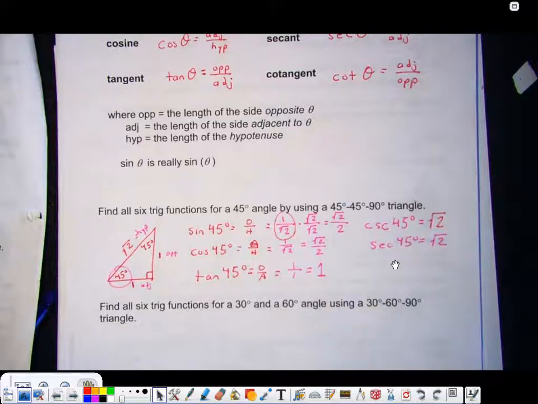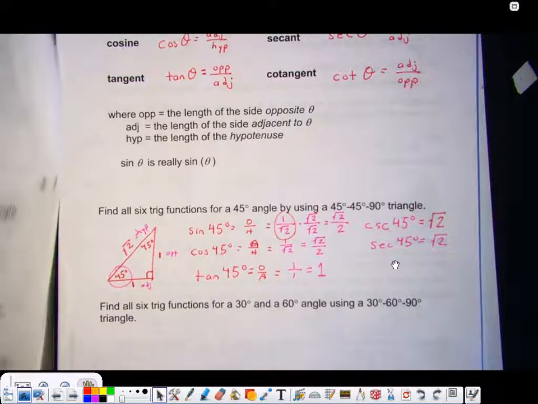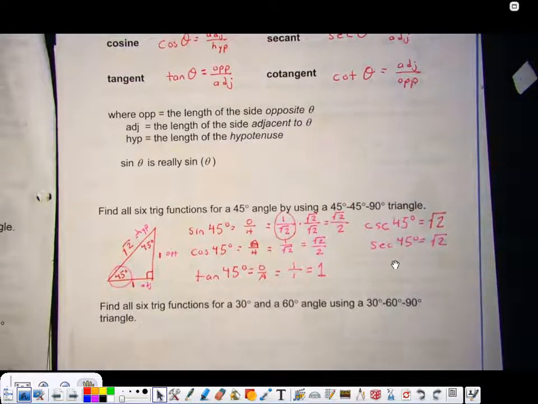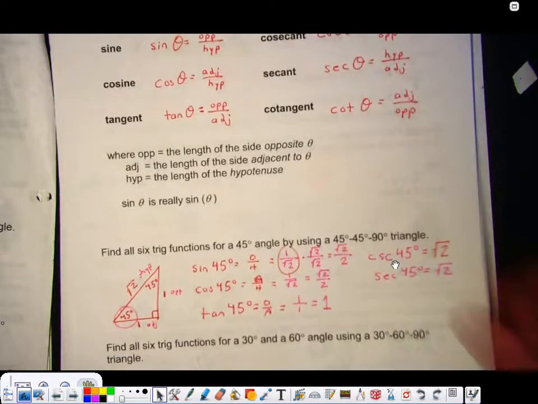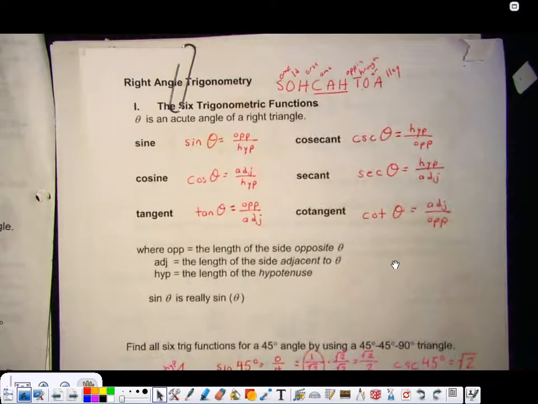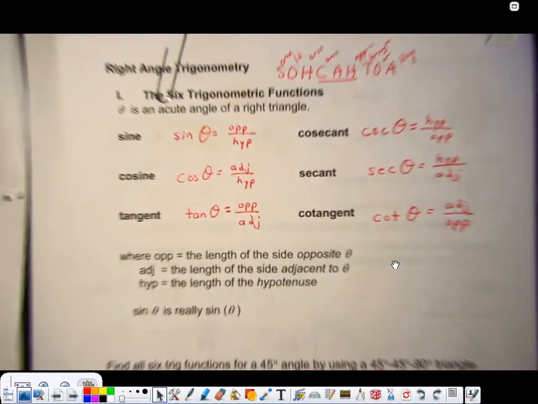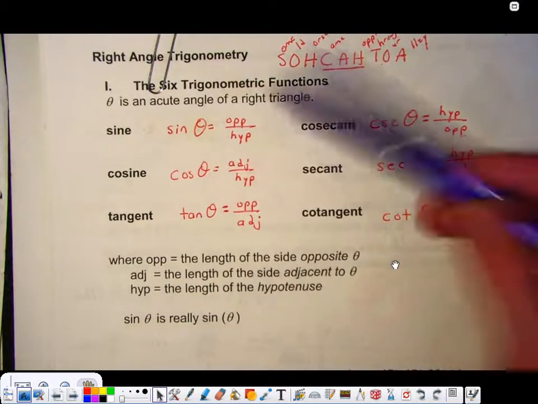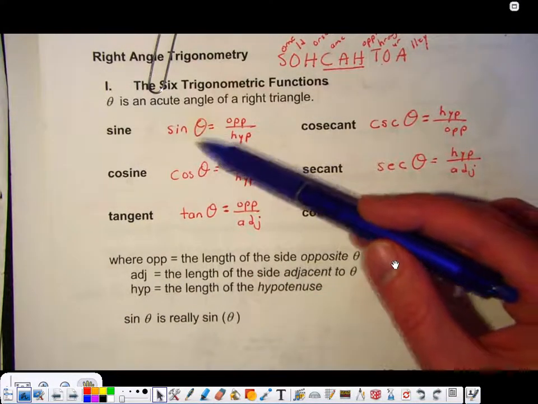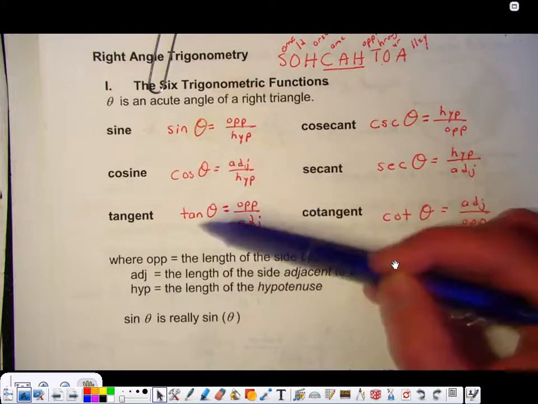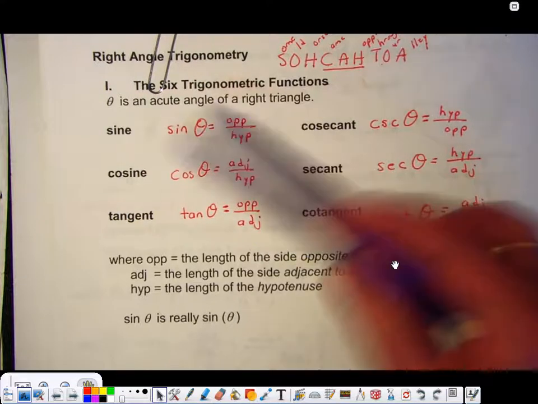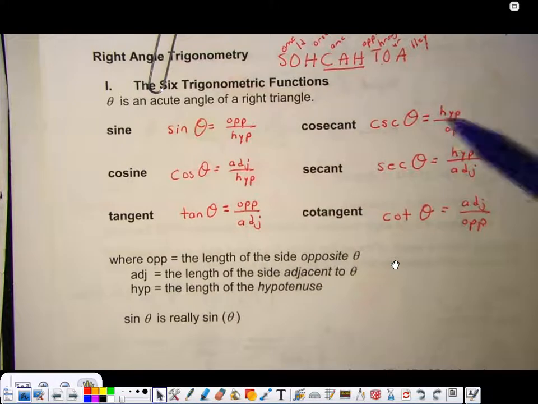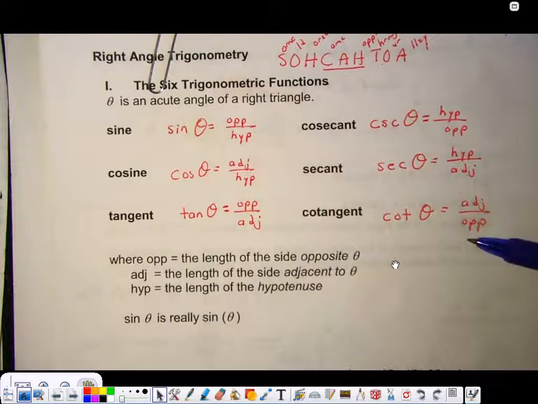Okay, so last time we were trying to find all the trig functions for a 45, 45, 90 triangle. To get you back in the mode, we had defined what the six trig functions are. We said we could figure out the first ones by "some old horse came a hopping through our alley," and you're going to need to memorize those. And then we said these are the reciprocal functions.